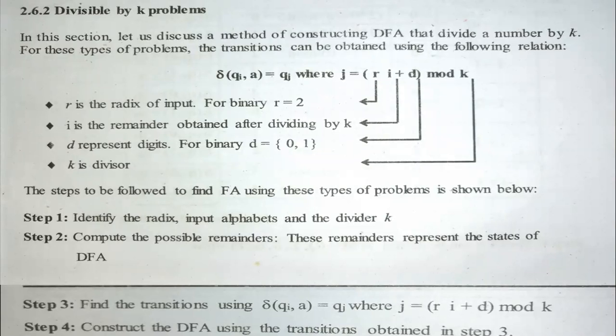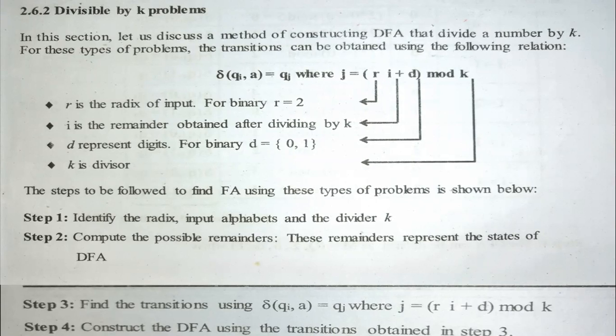So here they used to mention divisibility by 5, 6, 7, such kind of thing, where we need to divide the number mentioned in your question exactly. That kind of problem we call the divisible by k problem. So we'll go through what exactly divisible by k problems are. In this section, let us discuss a method of constructing a DFA that divides a number by k.